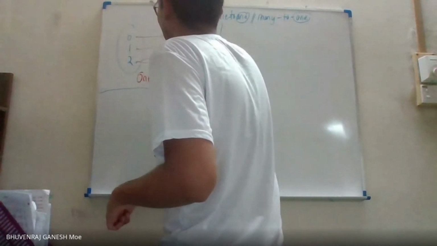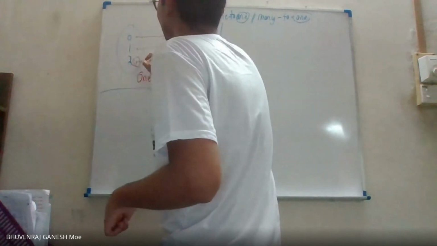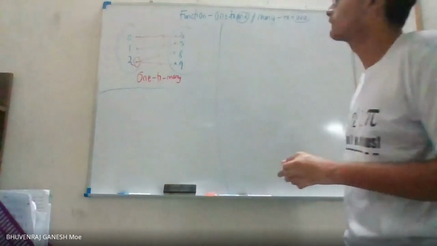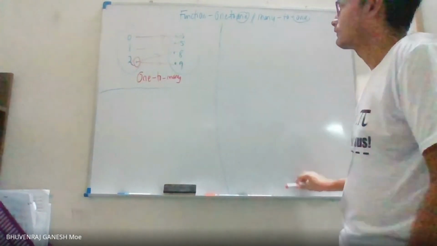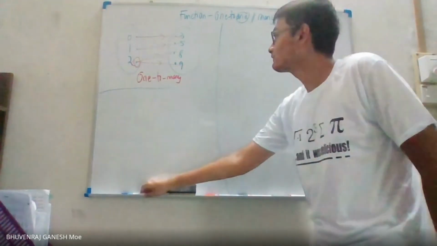Because from this arrow, one of them goes to many. As long as you see 2 arrows coming out of one on the left hand side, it will be 1-to-many. That's the first type. And then the second type, let's see.